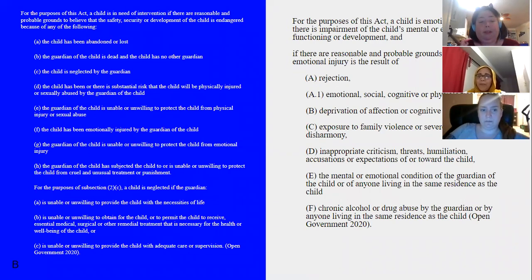So this is the act continued. As you can see, there's a lot of things that can potentially open an investigation. I'm just going to highlight a couple here. On the left-hand side, C, the child is neglected by the guardian, or H, the guardian of the child has subjected the child to, or is unable or unwilling to protect the child from, cruel and unusual treatment or punishment. And on the right-hand side, B, deprivation of affection or cognitive stimulation, and C, exposure to family violence or severe domestic disharmony.